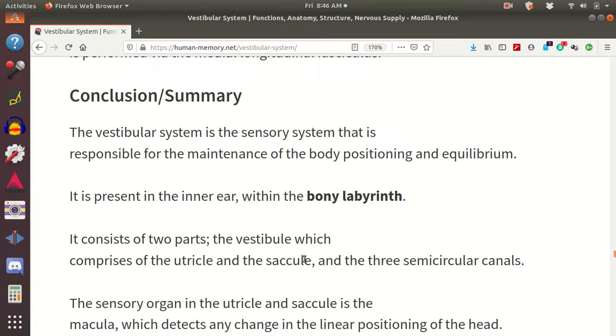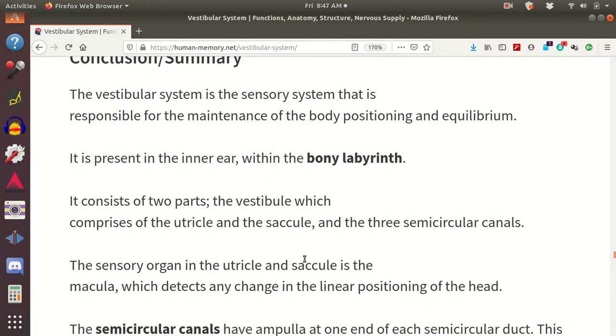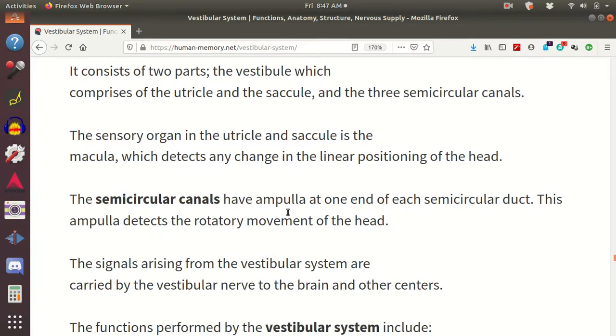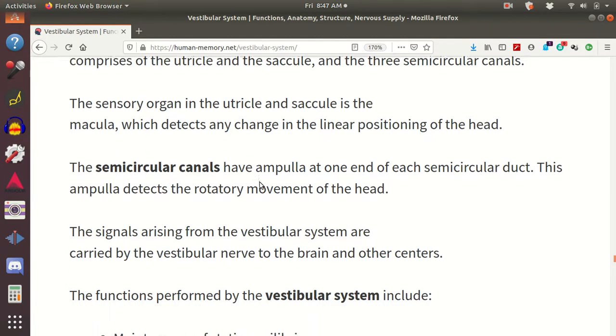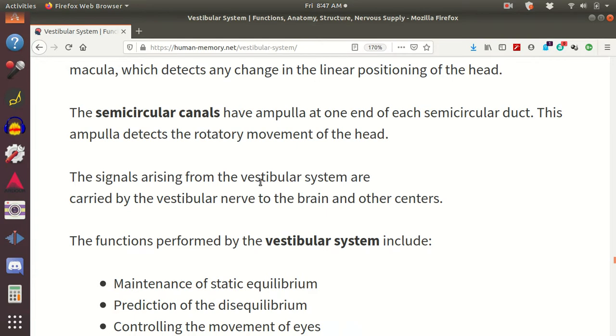Conclusion and summary. The vestibular system is a sensory system that is responsible for the maintenance of the body's position and equilibrium. It is present in the inner ear within the bony labyrinth. It consists of two parts, the vestibule, which is comprised of the utricle and the saccule, and the three semicircular canals. The sensory organ in the utricle and saccule is the macula, which detects any change in the linear position of the head. The semicircular canals have an ampulla at one end of each semicircular duct. This ampulla detects the rotary movement of the head.